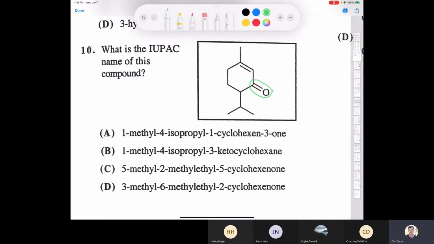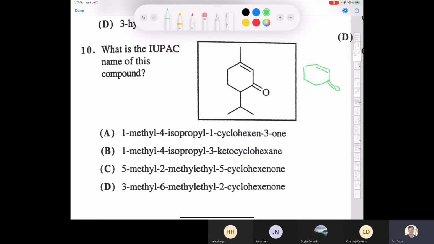The carbonyl is going to take precedence over the double bond, over the alkene. Why? Because the carbonyl has an oxygen in it. And I told you, anytime you have a functional group that has oxygen in it, it is going to take precedence over something like a double bond or a triple bond, okay? So this compound is some kind of ketone, right? Now, if we just had the carbonyl, then it would be cyclohexanone, right?